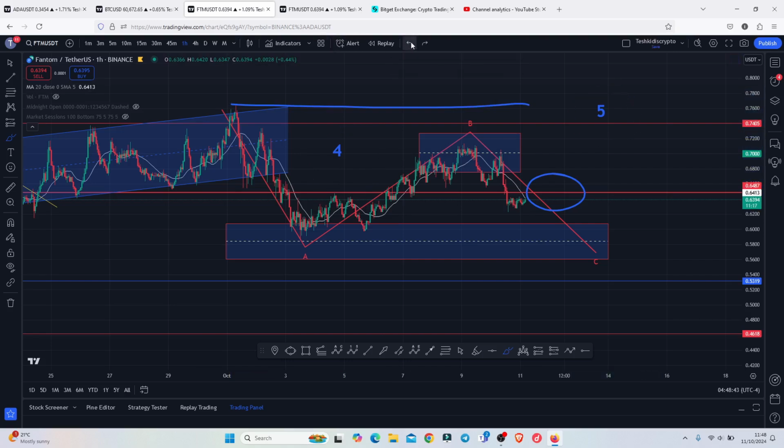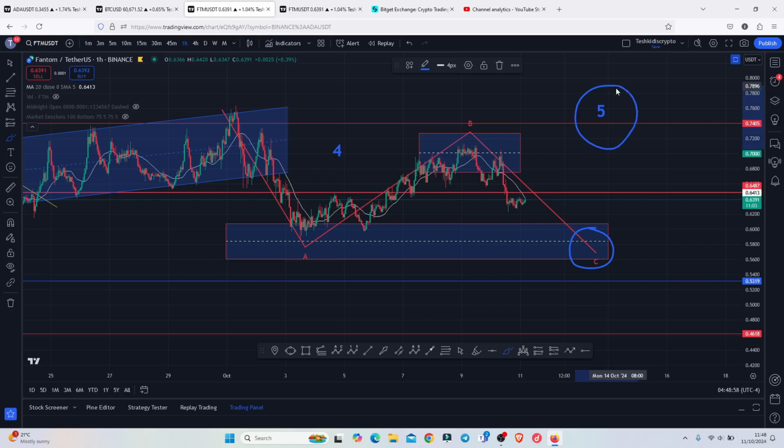But as long as we are holding below those significant highs and below these significant key areas of resistance, there's a very high chance that we are going to get one more new low in a wave C before we can finally bounce to the upside in this additive count 5. So that is the price action that I'm expecting here on the Fantom chart, and let's be patient and see how that plays out, and I will be keeping you up to date.